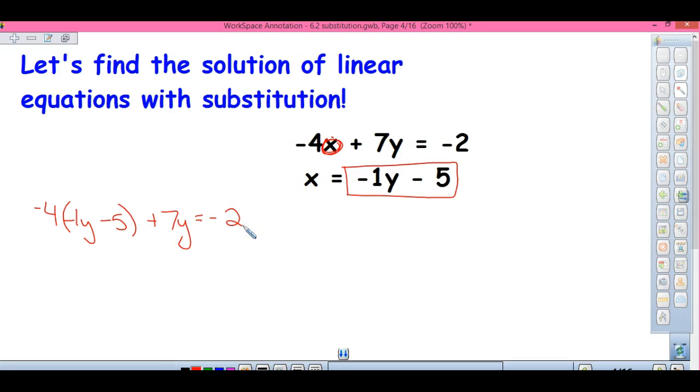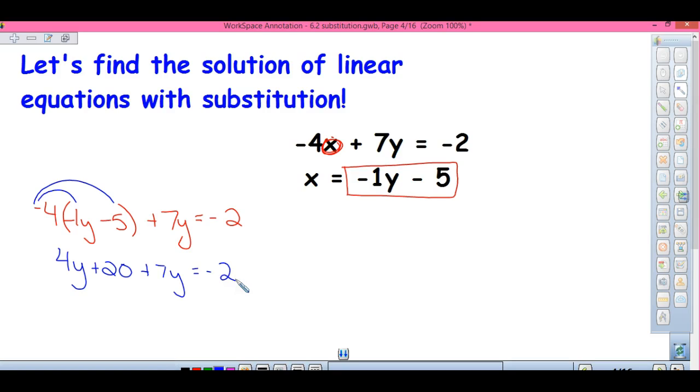Now I have this giant equation I need to work out. Okay, so what's my first step to solving this? Distribute, so I get 4y plus 20. Be careful with that. A negative and a negative makes a plus. And then I still have plus 7y equals negative 2.